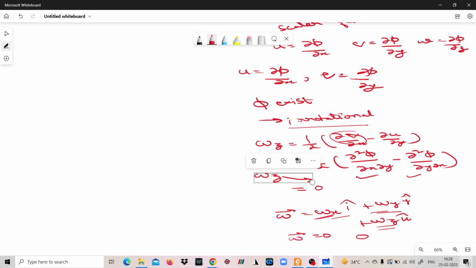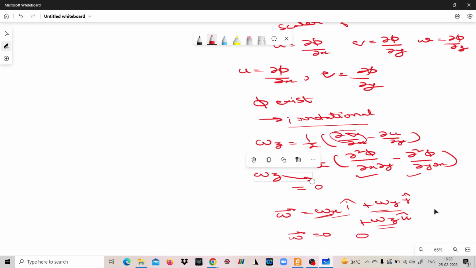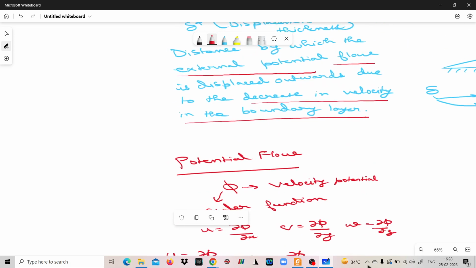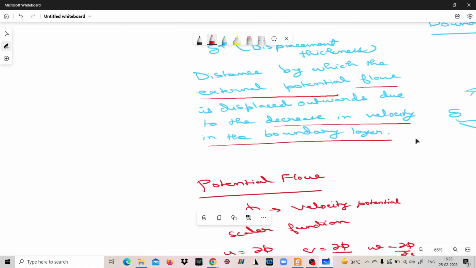Okay, so if you restrict our discussion till this point, because this we have already discussed in maybe week 2's discussion, so now let us again come back to our original definition of displacement thickness. So the word was external potential flow. So what is potential flow?